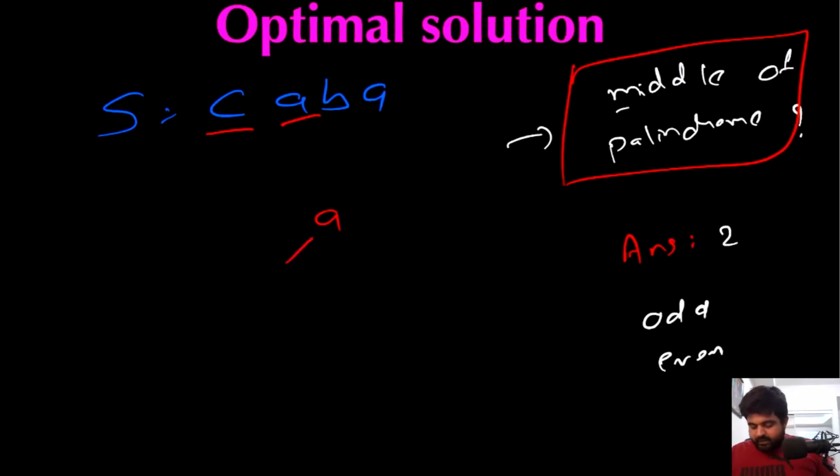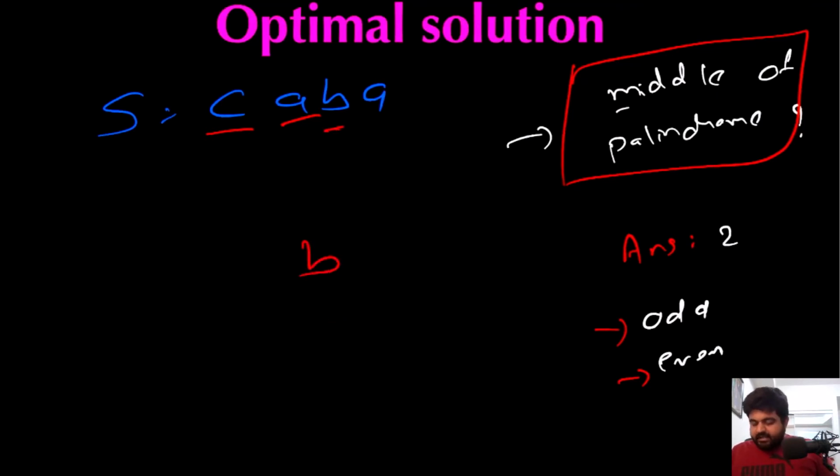So first of all, we are going to check with this A. The left value is C and the right value is B. So both are not the same. Also, A and B are not the same, which means this is not an odd length palindrome nor an even length palindrome. So we are good to go. Now we will move on to the next value B.